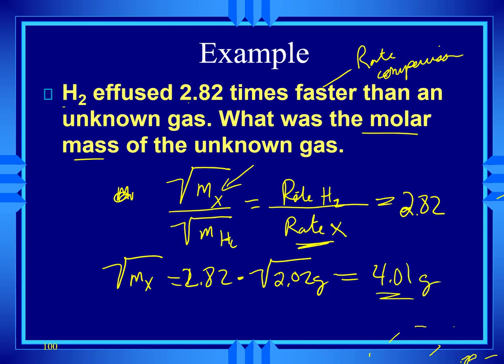Okay? And looking at that, that means I got an unknown gas that weighs 4.01 grams for each mole, and the only gas that could be would be helium. This must be helium because its molar mass matches up with the molar mass of helium. So we can use this to identify gases.